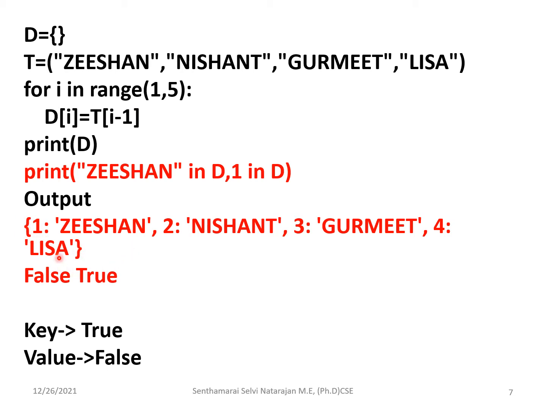In section A we have discussed some false and true categories, that is a question related to this. You can ask them to check this value. So you see here, Jishan in d and then 1 in d. Since this is the value and this is the key, for the key you will get true and for the value you will get false. So you can ask the student to check like this if they are asking any doubts.